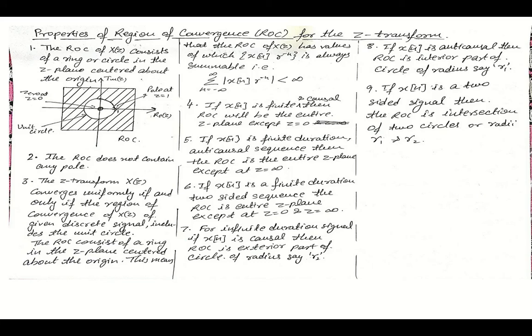In this lecture, we are going to discuss the properties of region of convergence for the Z transform. Now, if we look at the Z transform, the ROC plays a very important role. The ROC consists of a ring or a circle in the Z plane. Here is our Z plane. We have an imaginary axis and a real axis. In the Z plane, there is a ring or a circle which is centered around the origin.